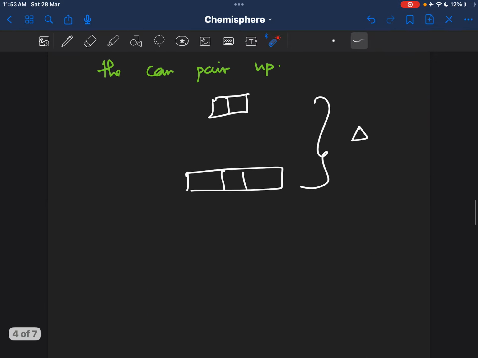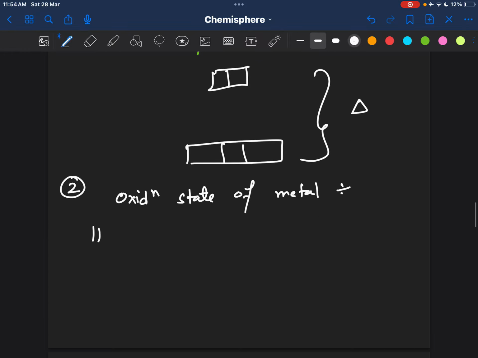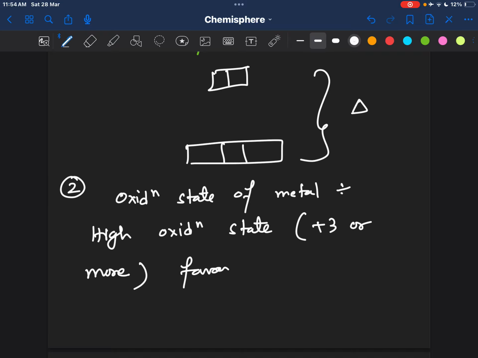Okay, what is the second criterion? The second criterion is that it depends upon the oxidation state of the metal. Okay, so a high oxidation state, that is +3 or more, favors low spin.